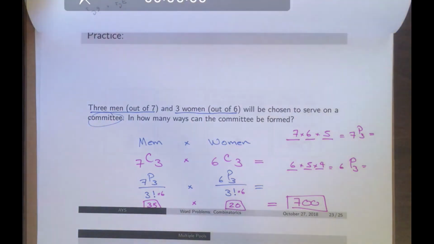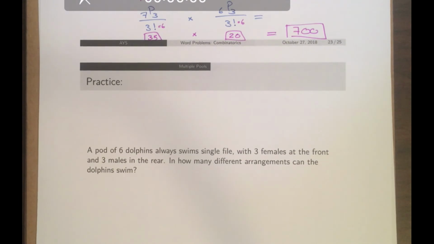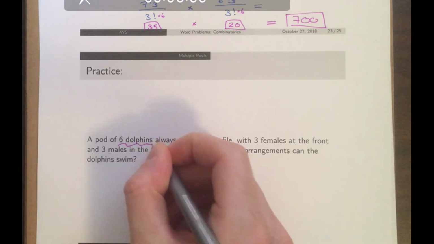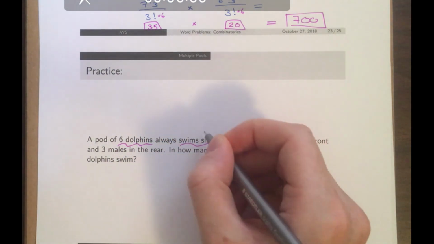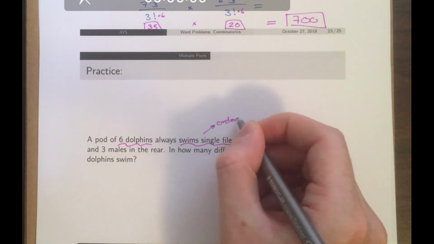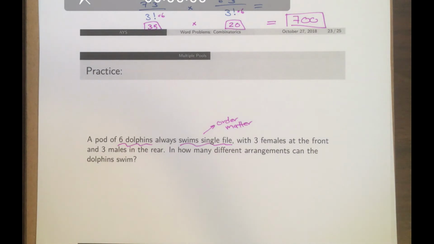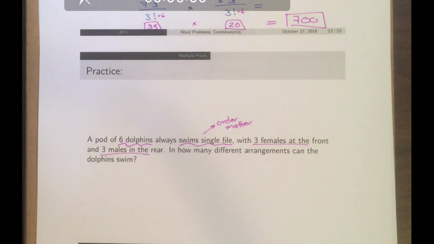Simple enough. Last question. Go ahead and pause. And when you're ready, hit play. Okay, so a pod of 6 dolphins always swim in a single file line. So a single file line to me means order matters. When people are in a line, that's not really a committee. There's someone in the front, there's someone in the middle, there's someone in the back. There's 3 females in the front, and there's 3 males in the back. How many different arrangements can the dolphins swim?